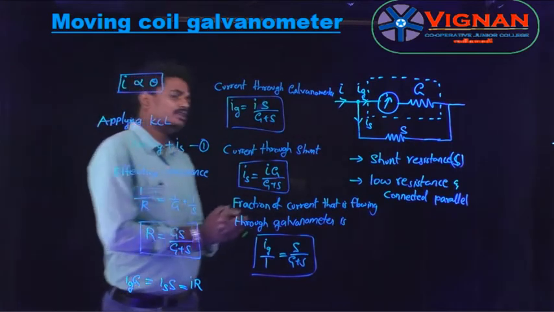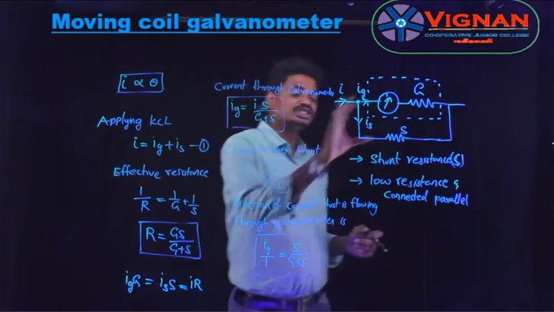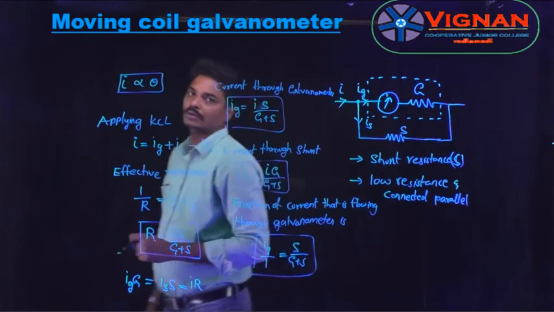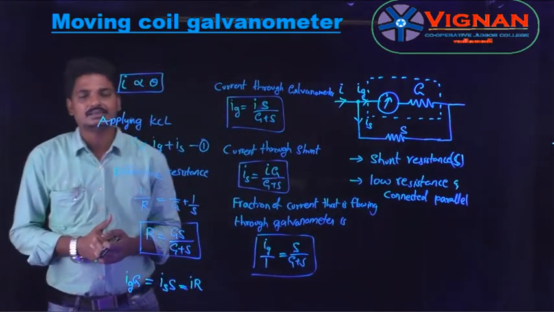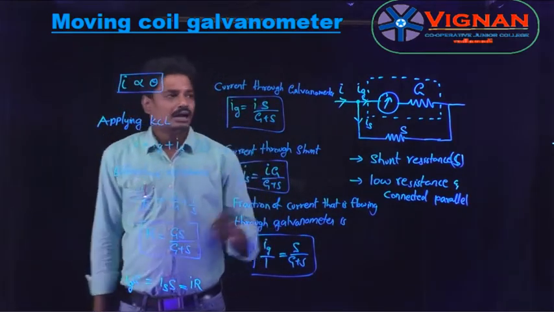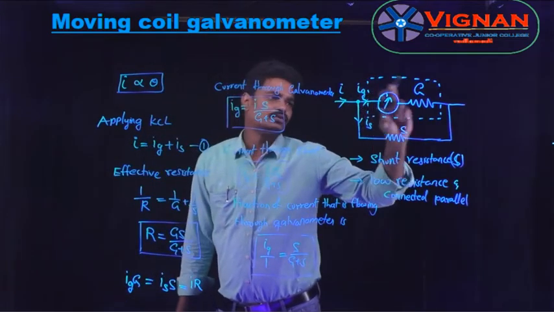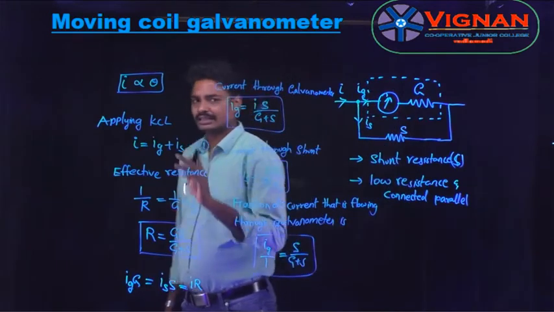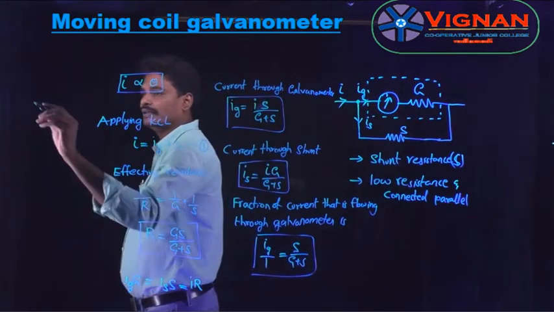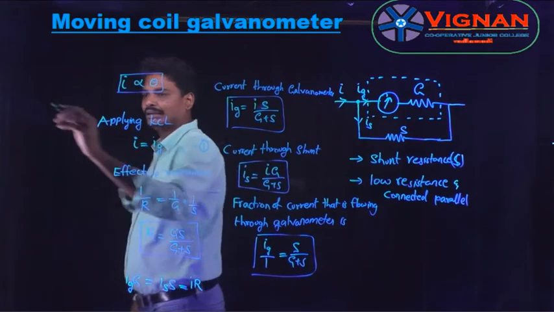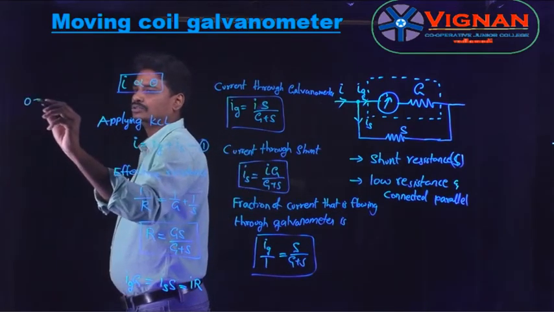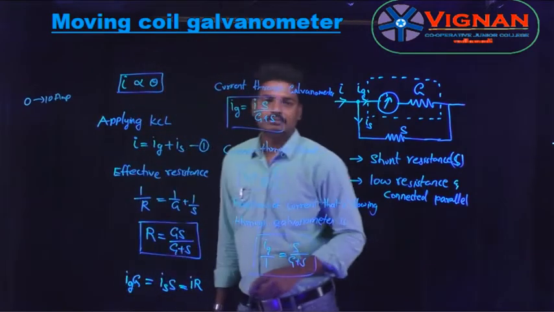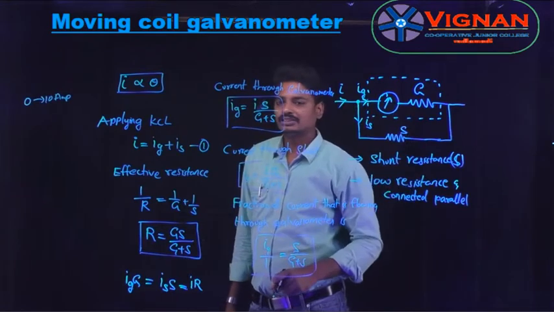Now we need to increase the range of the galvanometer. So how can we increase this range? Let Ig be the maximum current that can flow through the galvanometer, the maximum reading. Let us consider an example. Initially, let this galvanometer read up to 10 amperes, that is 0 to 10 amperes.